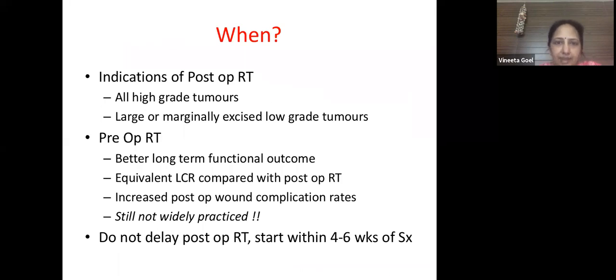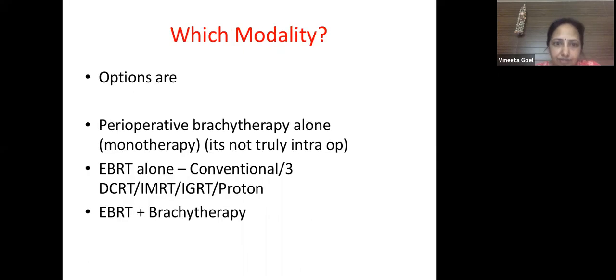So I will summarize whatever I have spoken till now. I have tried to answer this question, when to give radiation therapy. First of all, indication of postoperative radiation therapy: all high-grade tumors, and large or marginally excised low-grade sarcomas have to be treated with postoperative radiation therapy. If we compare pre-op RT versus post-op RT, pre-op RT gives better long-term functional outcome and equivalent local control rate, although it comes at the cost of increased wound complication rate, but somehow it is still not widely practiced. If you're adding postoperative radiation therapy, I recommend that one should start it as early as possible after the wound healing, preferably within 4 to 6 weeks from the date of surgery.